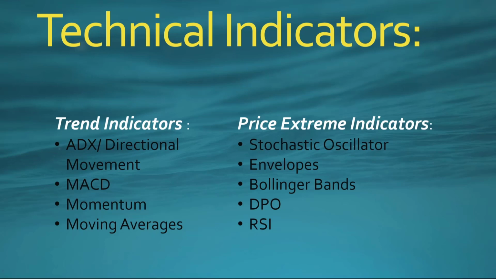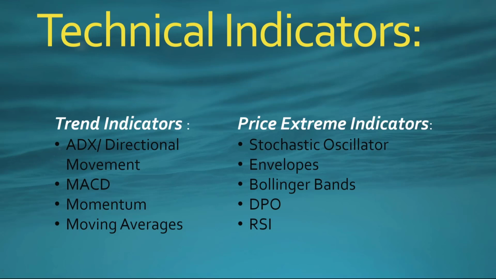You have trend indicators such as the ADX or directional movement indicator, MACD, momentum, or moving averages. Then you also have indicators that identify overbought, oversold territory or extremes in price, such as the stochastic oscillator, envelopes, Bollinger Bands, DPO, or RSI.